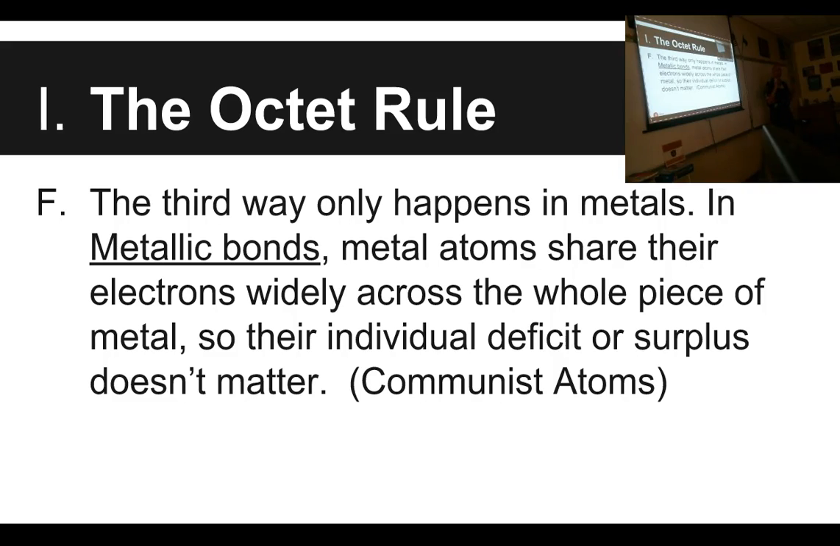Metal atoms pass electrons back and forth across the whole piece of metal. So their individual deficit or surplus doesn't matter. And I put down here communist atoms, right? One little atom says, I don't have enough electrons. And another atom says, I got a few here. And then that one says, oh, but now I don't have enough electrons. And another atom says, I got some, here you go. And they keep passing it back and forth. And really, truly, nobody is full, which is kind of the way it works in communist countries. Nobody really has enough bread. But if we keep sharing it rapidly enough, we'll all pretend that we have enough bread, right?